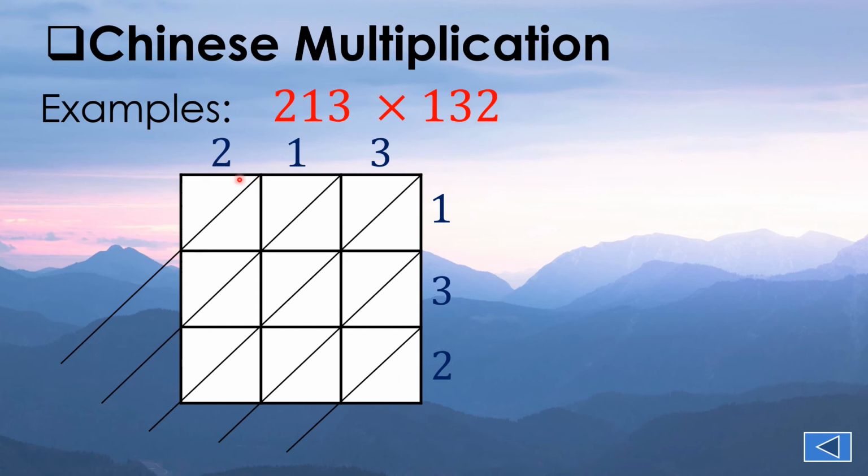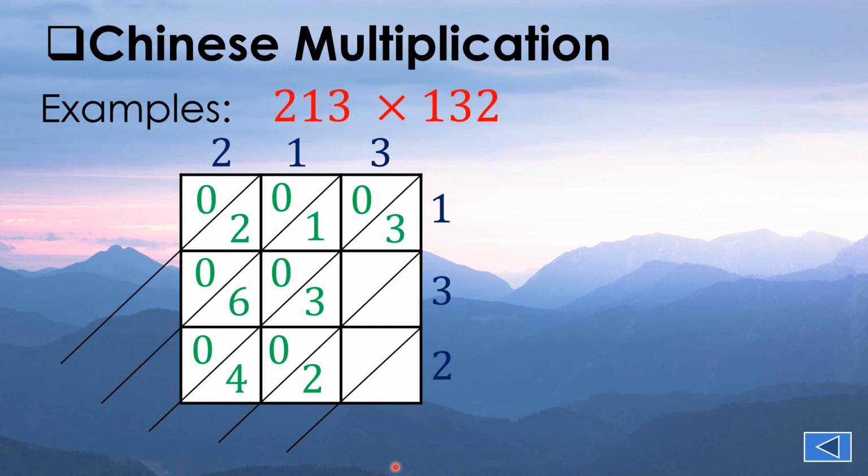Simulan natin sa 2. 2 times 1 is 0, 2. Next, 2 times 3 is 0, 6. 2 times 2 is 0, 4. Dito natin isusulat yung mga nakuha nating product dahil ang mga numbers na 1, 3, at 2 ay minultiply natin sa 2. Proceed tayo sa 1. So, 1 times 1 is 0, 1. 1 times 3 is 0, 3. And 1 times 2 is 0, 2. Last, 3 times 1 is 0, 3. 3 times 3 is 0, 9. And 3 times 2 is 0, 6.